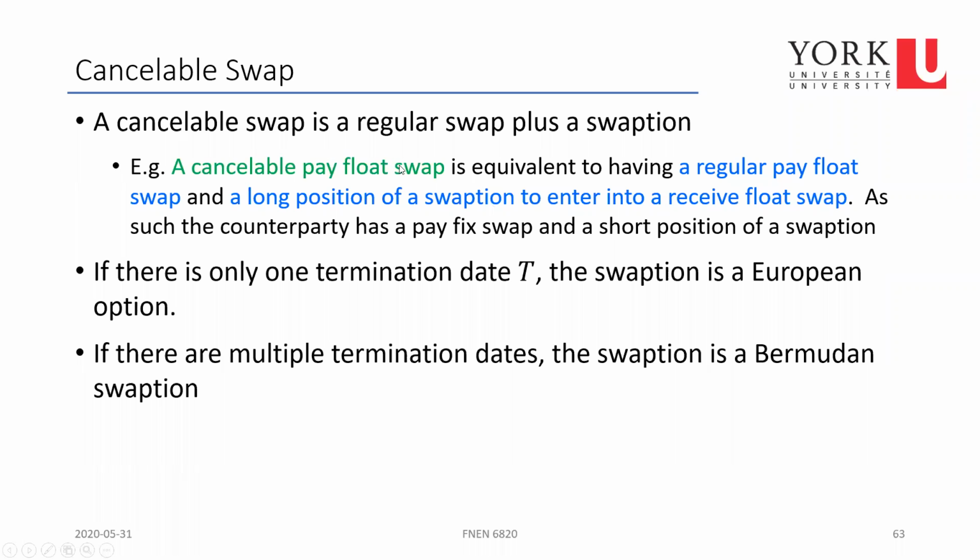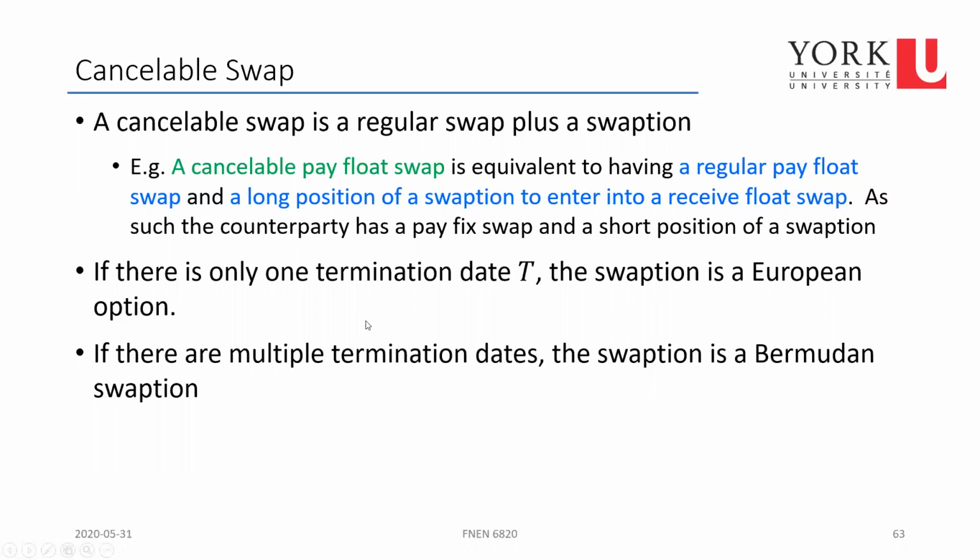So for the side that has entered a cancelable pay float swap, we've said that is really a regular pay float swap plus a long position in the swaption. Then the counterparty, which is doing the opposite side, will have a regular pay fixed swap, but then has a short position on the same option. Okay.